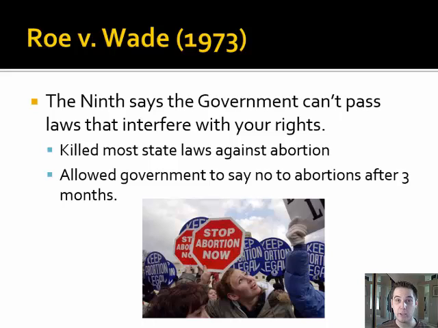But the United States Supreme Court said you do need to decide it for yourself in those first 3 months, and not the government. The government will not decide for you. You will decide, and that's what they allowed here. And this killed most state laws against abortion.